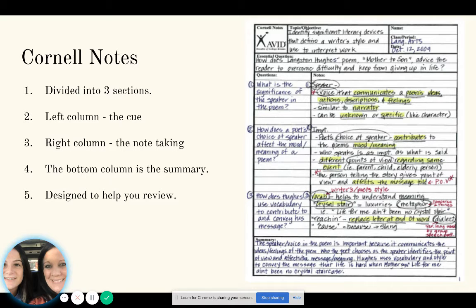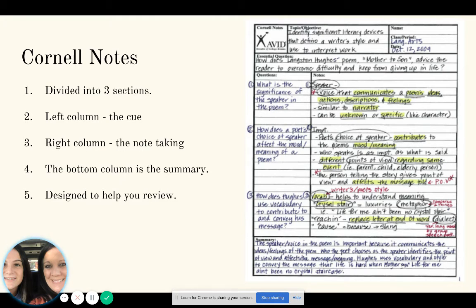Here's an example of what Cornell notes look like. You will divide the notes into 3 separate sections. So you have a section for questions, a section for notes, and a section for summary. The left-hand column, as you can see here, where it says questions, is where you're going to put a cue or a question. The right column is the note-taking section. This is where you're going to put all of your detailed notes. The bottom column is for a summary, and that summary is always put into your own words.